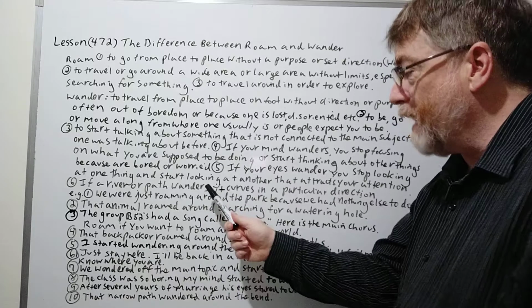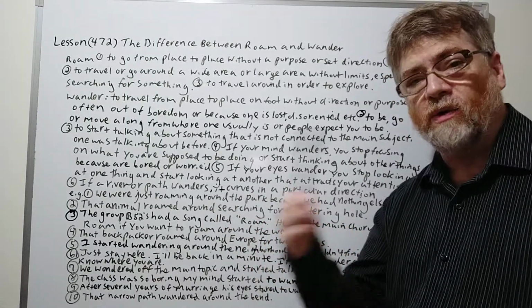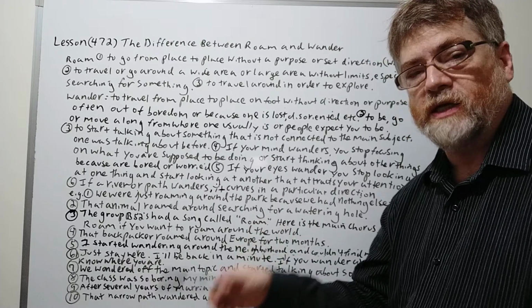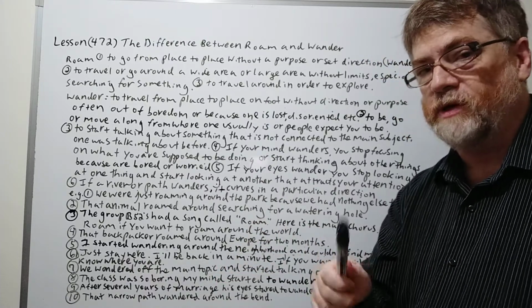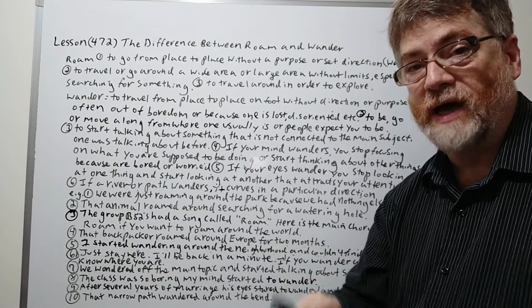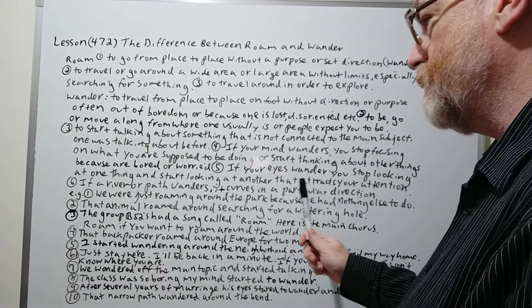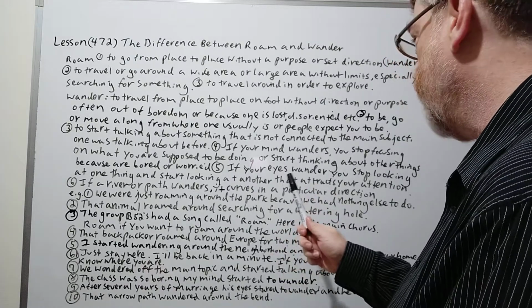All right, number 6. If a river or path wanders, it curves in a particular direction. So again, all of these additional meanings of wander, roam can't be used for. We don't say that rivers roam. We say rivers wander or paths wander. Okay, good. And I guess that's about it for those.